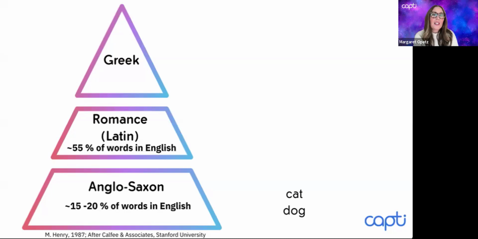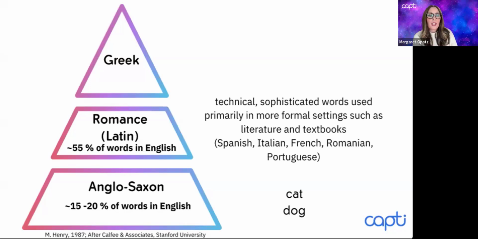When we look at Latin, this is where 55% of words in English live. Within the Romance languages, often just referred to as Latin, these are really technical and sophisticated words that are used in more formal settings. And you can see the list of languages that comprise the Romance layer of our layers of English.